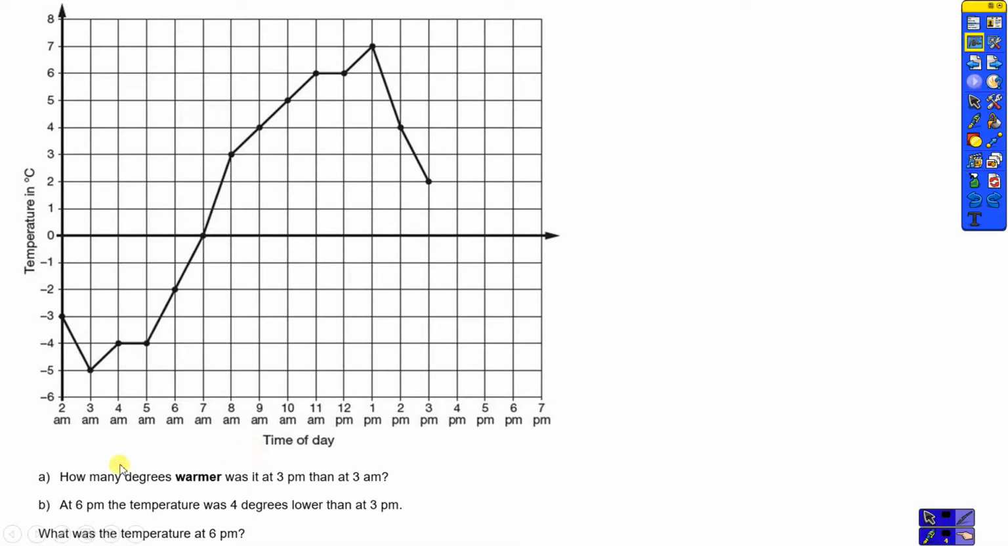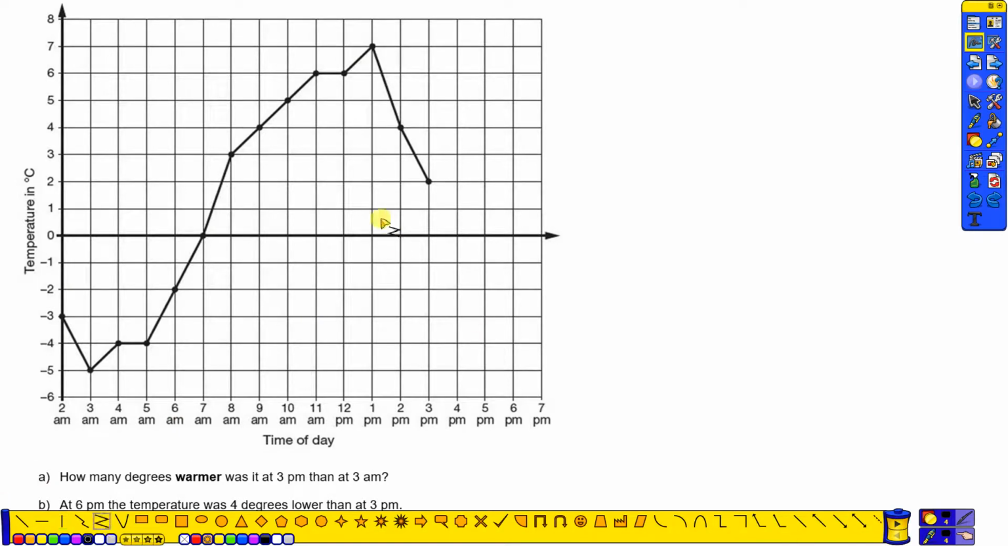So here we have a line graph, and we need to work out how many degrees warmer it was at 3 p.m. than at 3 a.m. So we find 3 p.m. We can draw a line up and across. So the temperature at 3 p.m. was 2 degrees, and now we can find 3 a.m. The temperature was minus 5 degrees.